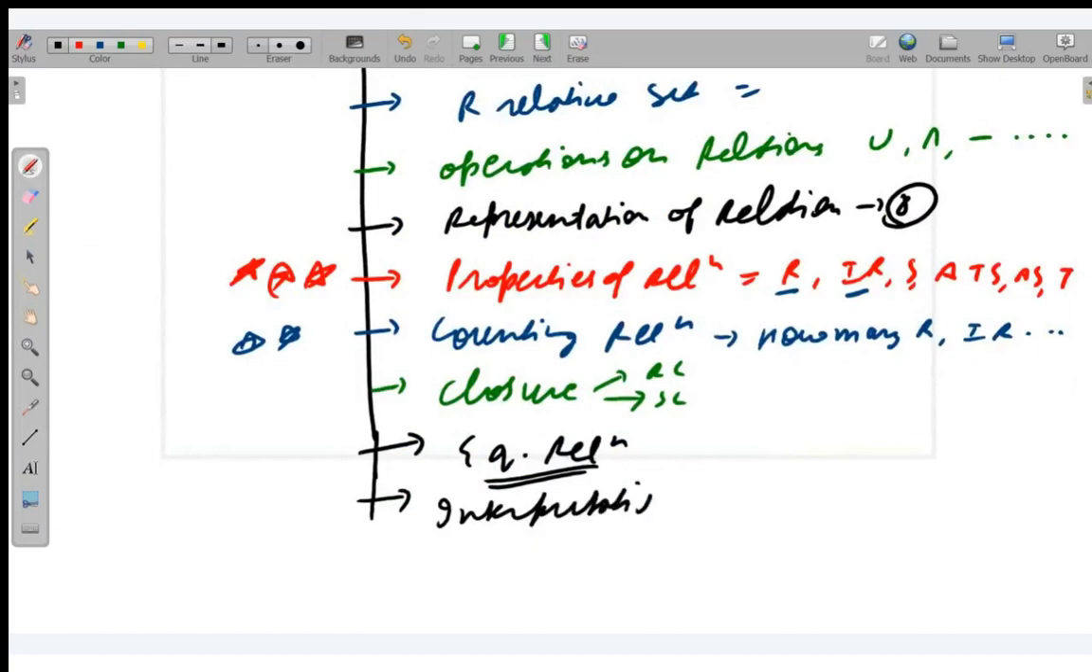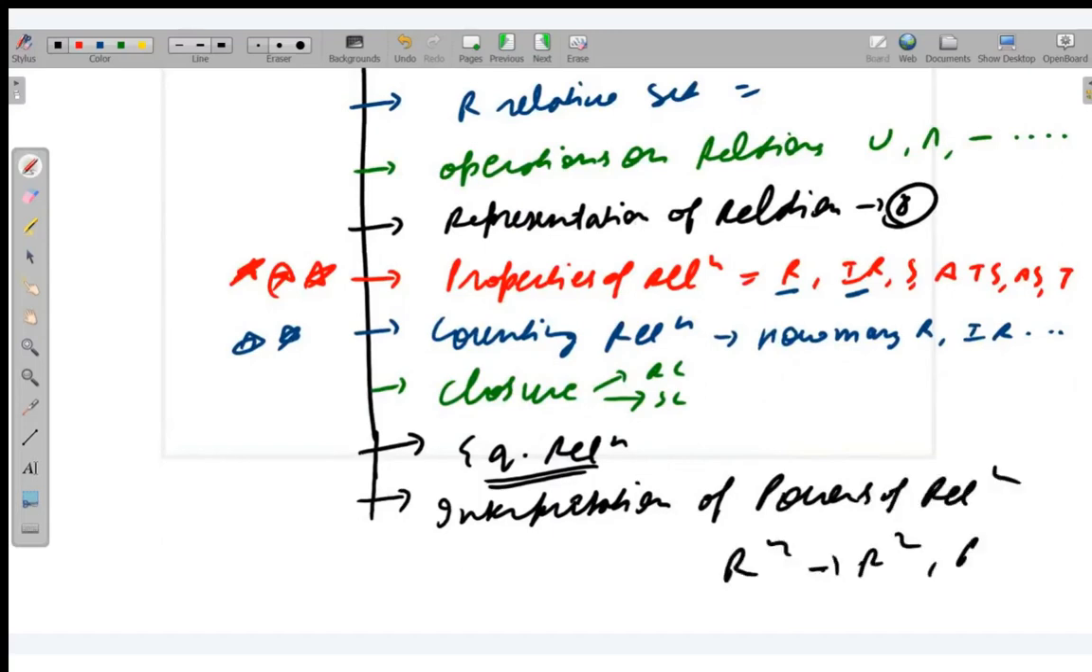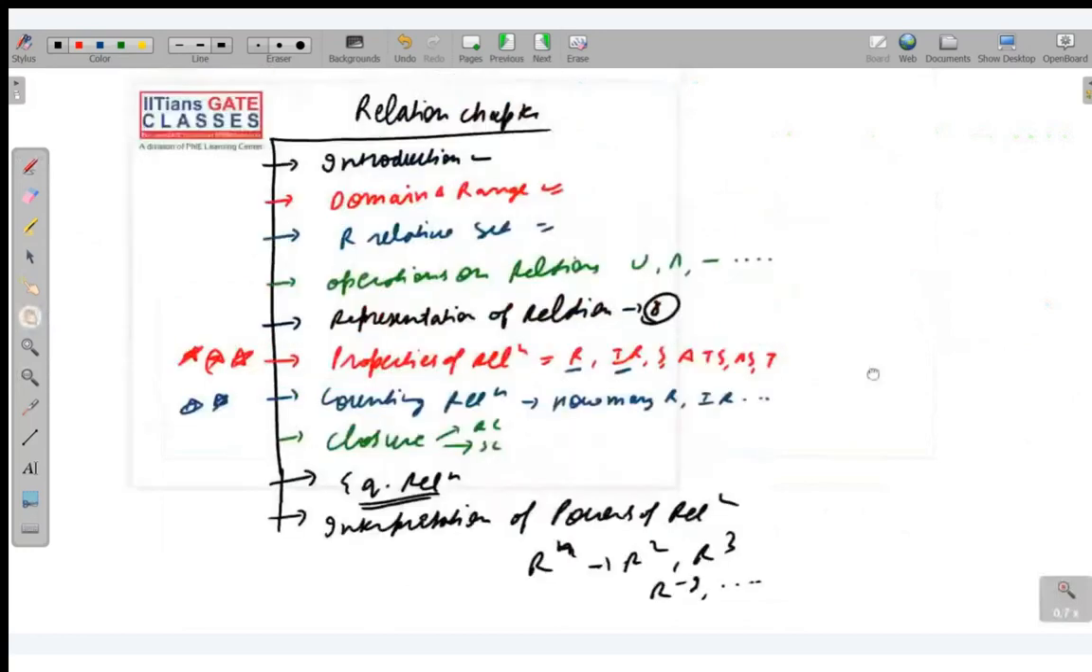Interpretation of powers of relation, like R power n. What do you mean by R square? What do you mean by R cube? What do you mean by R power minus 2, and so on? So we will study that. So a total of 10 topics we have to study. The chapter is huge, but it is very easy. One by one we will cover all these topics.